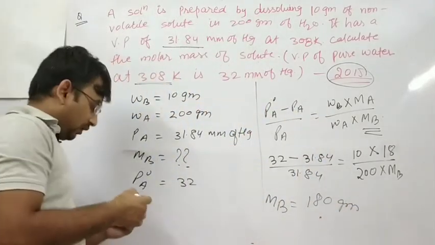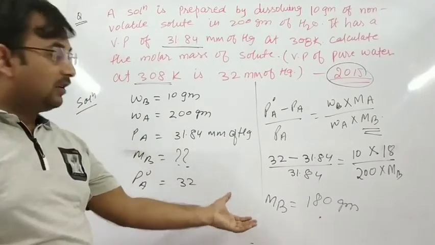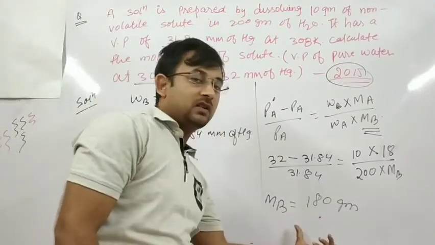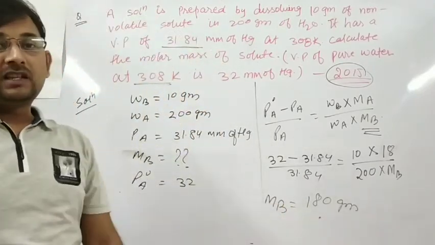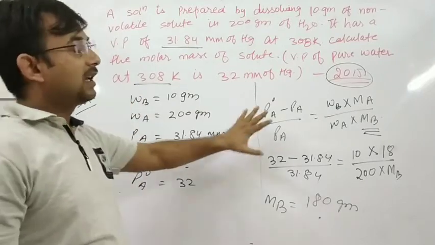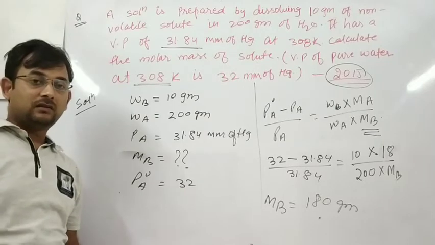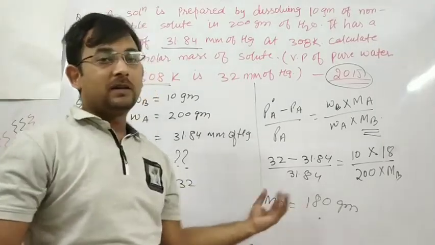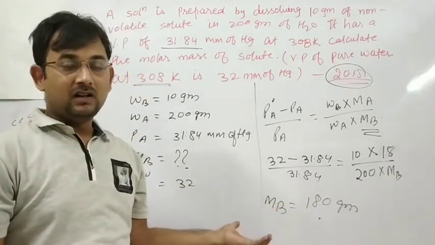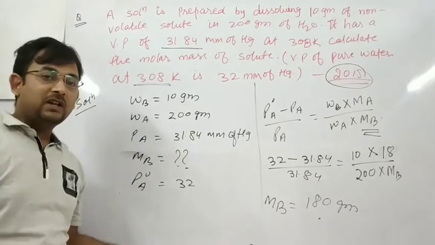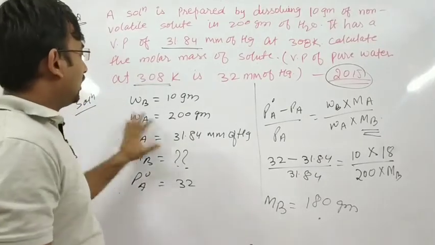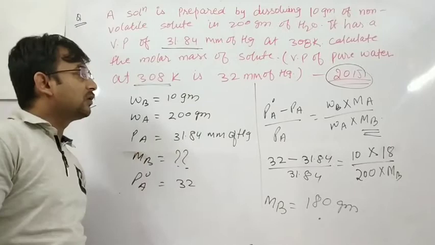Here we are finding the molecular mass of solute. Sometimes in MCQ type questions they can give a numerical and then ask which solute can be present. Now 180 gram, we all know it may be glucose, right? So this type of simple question can be asked. I hope you all understood how to solve questions based on vapor pressure.